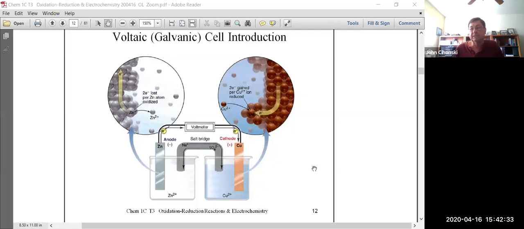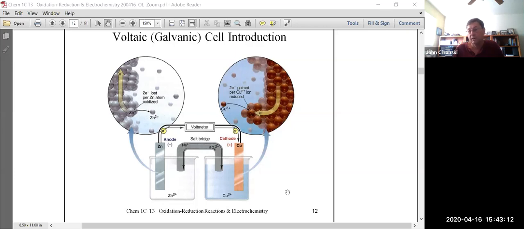Now, to be consistent, let's stay with the example that we started with in the last lecture, which is the copper zinc system. If you remember, in that system, first real slide, we had a bar of zinc we put into a copper solution, and we had a reaction, okay? Electrons were exchanged. And we saw a picture something like this, although not exactly like this.